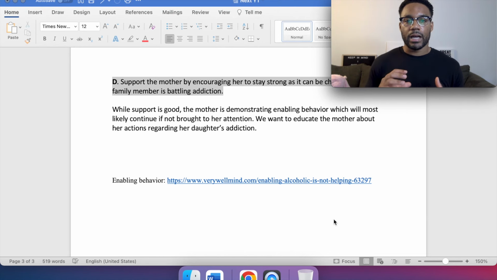Because if we get a question like this on the exam, again, we want to be able to identify enabling behavior, where a loved one, the mother, father, a spouse, whoever, is engaging in enabling behavior. We want to be able to address it and kind of call it out for the loved one, the family members, so that it doesn't continue. Because if not, it's going to continue. And again, that doesn't help anybody out in this situation.